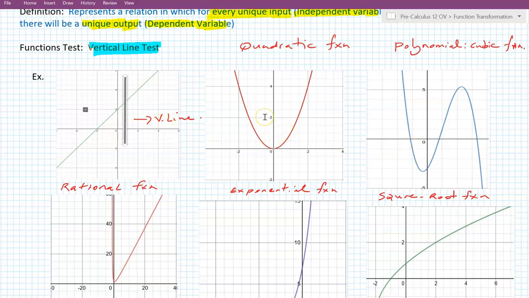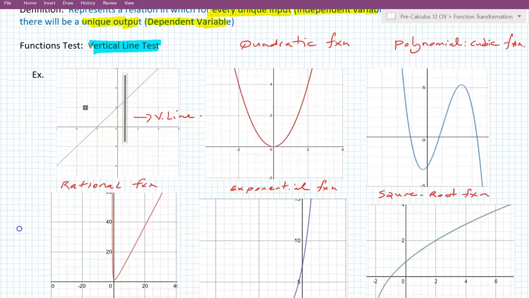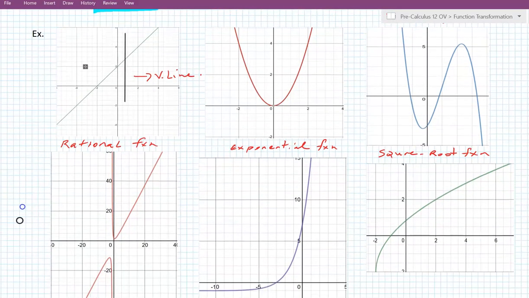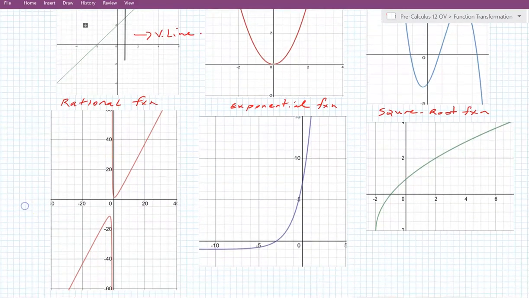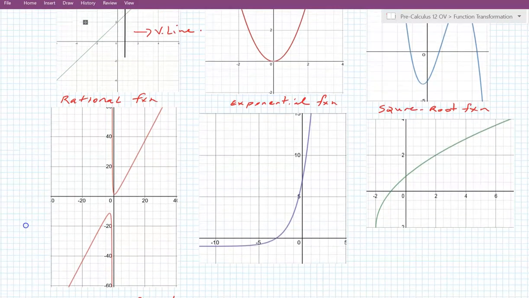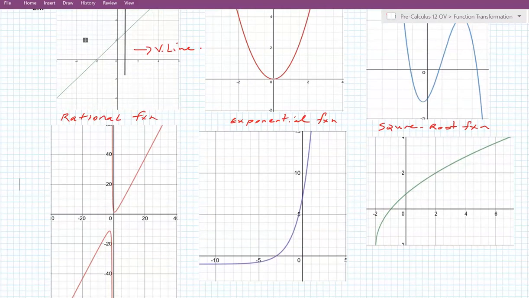I could do the same thing for all of these functions. Once you draw that vertical line and move it left or right, for every value of x you're going to have one unique value of y. There are different functions: quadratic functions and polynomial functions. That's the blue one right here, specifically the cubic function. And then the other ones, rational functions. This is a funky graph, which is a cool graph. Even though it doesn't look like a regular continuous graph, this is called a discontinuous function.